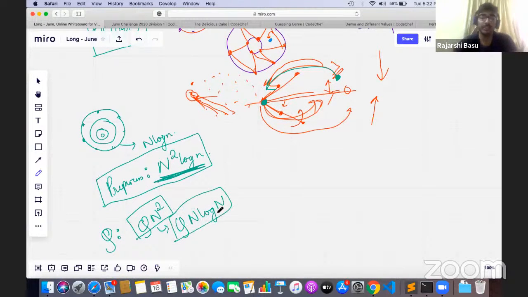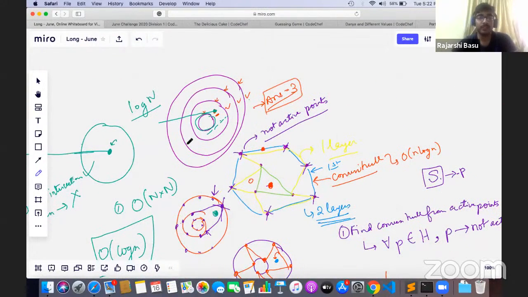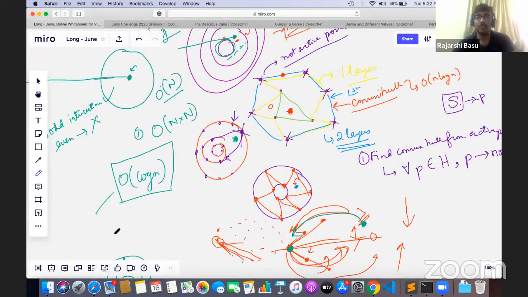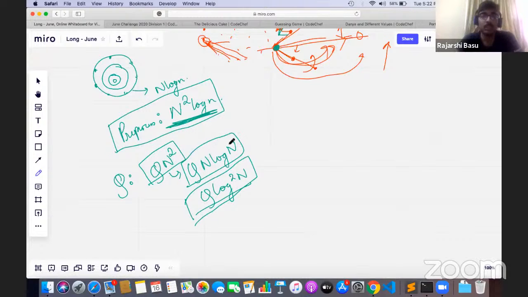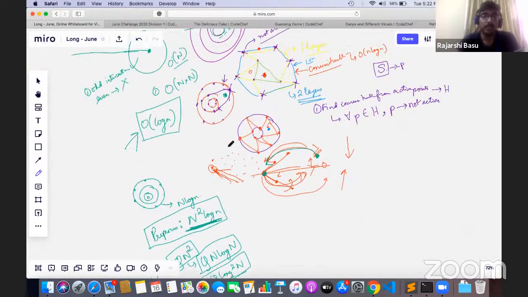You can reduce this even further. Notice that here I have taken that you are checking whether a point lies inside a convex hull in order n time, but you can do this in order log n. So you could have actually made this q log squared n. But again, in the actual problem, you did not need to optimize it to this level. Even q n log n would have passed. Maybe q n squared would have also passed. So yeah, I guess that's the entire problem then.